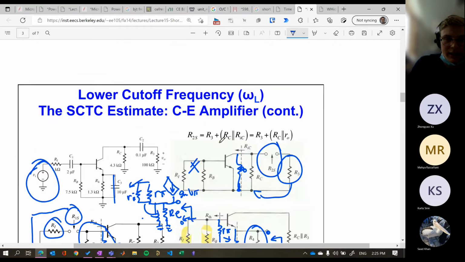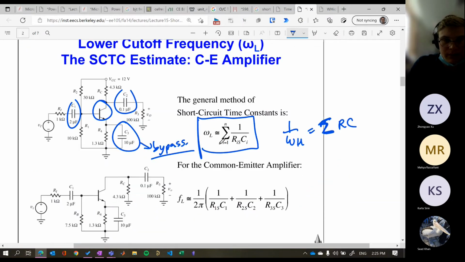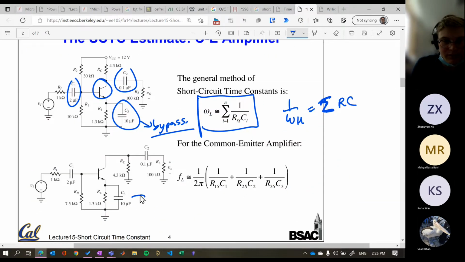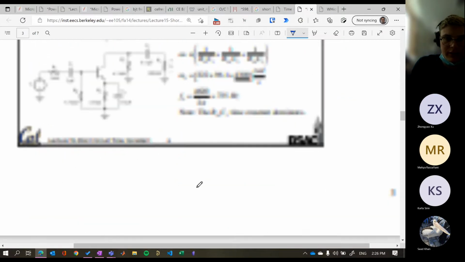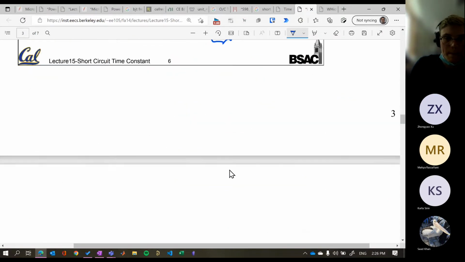And if we have a look back up here, R3 was this time constant was our bypass, and we essentially use it to set the lower frequency. These other two do have a bit of an effect, but that's not their main goal, right? They're coupling, they're blocking DC. The bypass capacitor is what we're using to set this lower frequency.